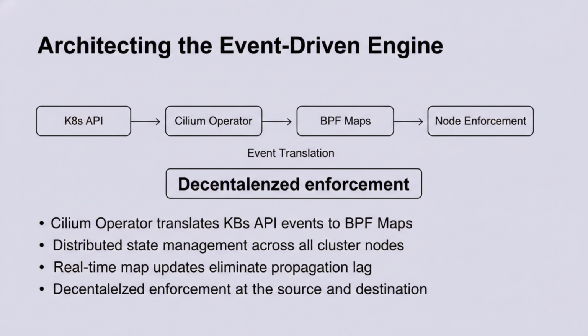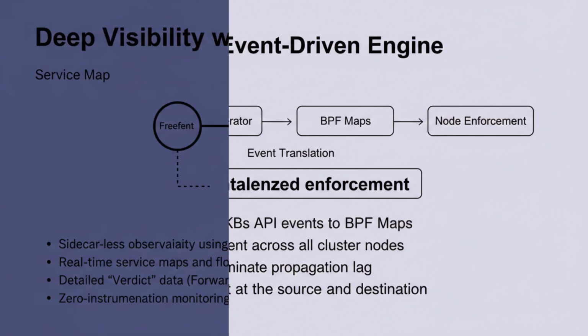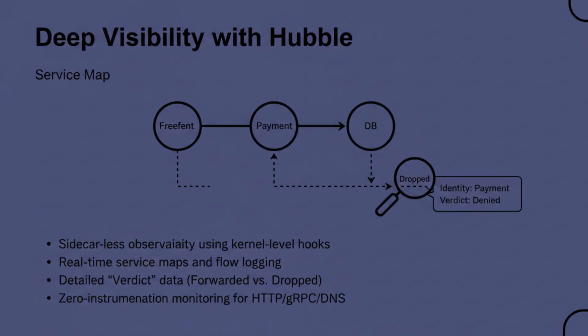This architecture is entirely event-driven. There is no central firewall that needs to be updated. Instead, state is distributed across the nodes, ensuring that security is enforced at the earliest possible point in the data path. Observability is the twin of security.